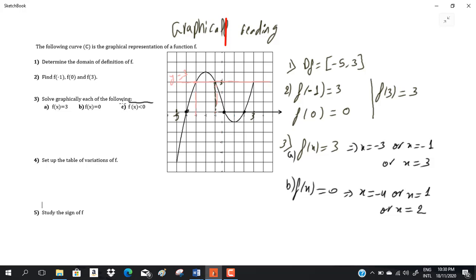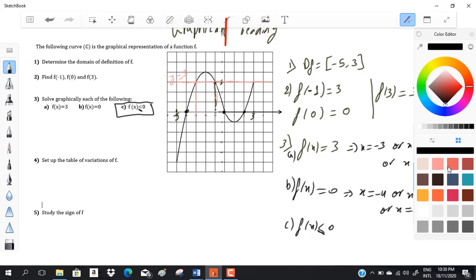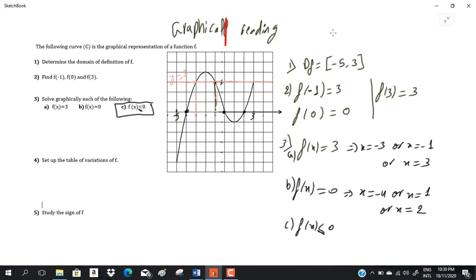F of x less than 0. To solve f of x less than 0, we need to draw the line of equation y equals 0. It's already drawn, it is the x-axis. I'm going to solve f of x less than or equal to 0 as a first step. F of x less than or equal to 0 is when the curve is below the x-axis. I'm going to color this part of the curve. This part of the curve is below the x-axis, and also this part of the curve is below the x-axis.